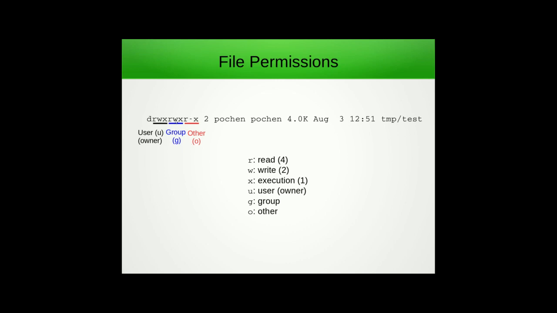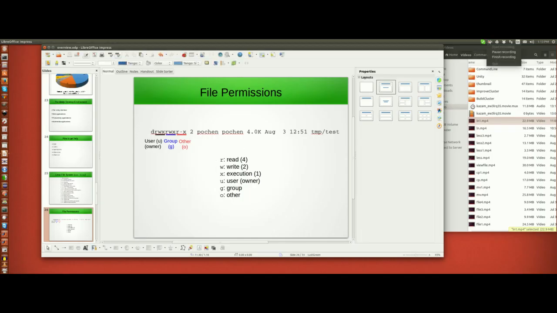And then for the group, it also has r, w, and x, so it also has a permission of 7. And for others, the permission is r and x, so it's 4 plus 1, which is 5. So for everyone else, for others, the permission is 5. So for this particular directory, we say that its permission is 775. Now let's go back to the terminal and look at the particular example.